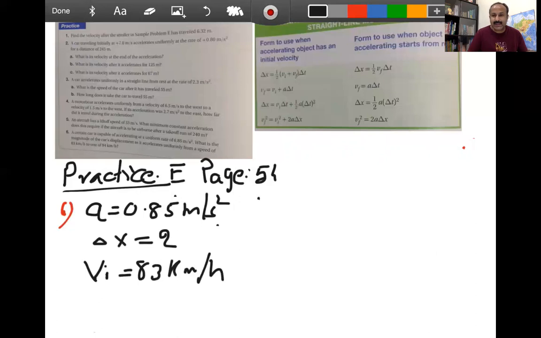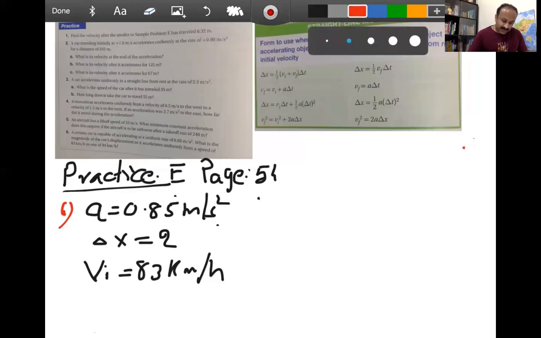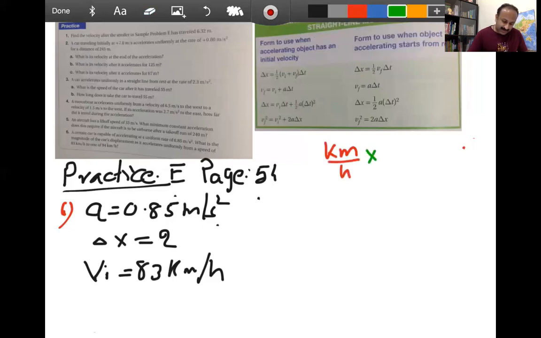Acceleration is given in meters per second square. The time is in seconds, and distance also in meters. And the velocity is given in kilometers per hour. So you need to convert this kilometer per hour to meter per second. And you know, if you want to convert kilometers per hour to meters per second, you need to multiply by 5/18. Then you will get the answer in meters per second.